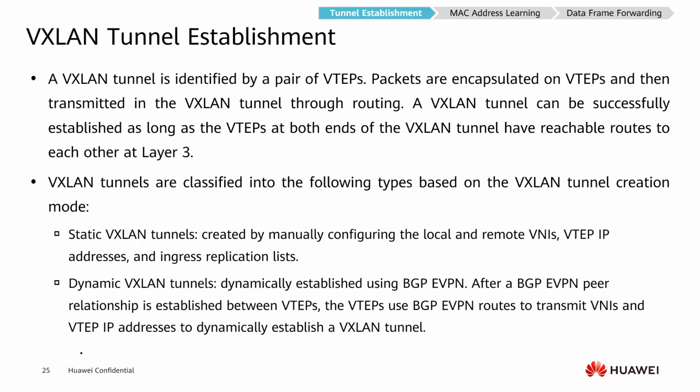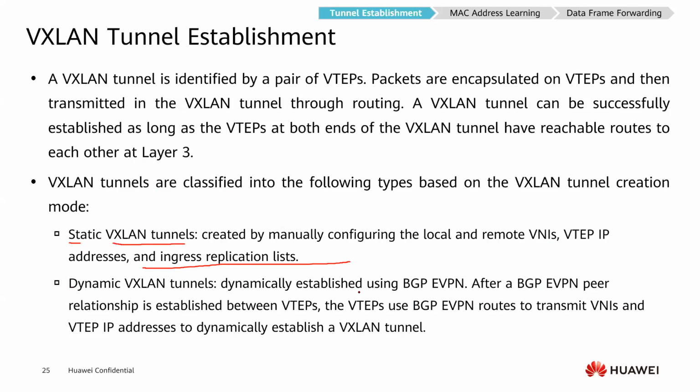And the first thing we need to learn about VXLAN is how do we establish the VXLAN tunnels. We have already introduced before, we can use many ways, all right? So the first way is we can create static VXLAN tunnels and manually configure them. We need to configure the VNI numbers, the VTEP addresses, and the ingress replication list by ourselves. And another way is we can use dynamic VXLAN tunnels.